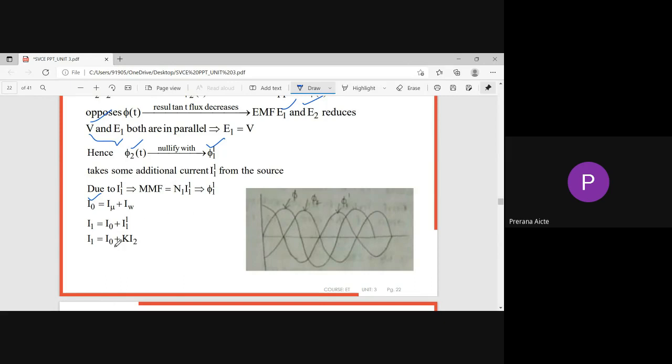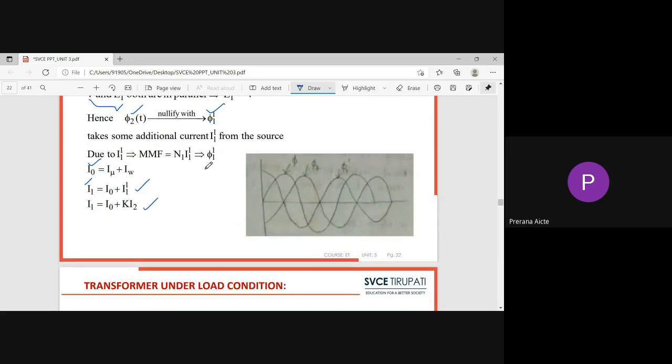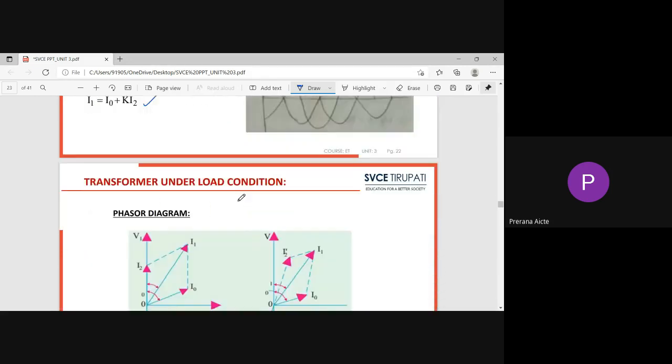Then the current drawn from the supply under loaded condition is I1 current. This I1 current is resolved into two components: I naught plus I1 dash. What is the I naught? That is nothing but no load current. What is the I1 dash? That is nothing but load component of primary current. I1 is the vector sum of I naught plus I1 dash. This I1 dash we can also write as K into I2, according to the primary and secondary terms.